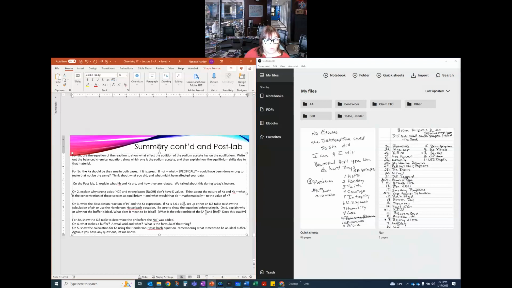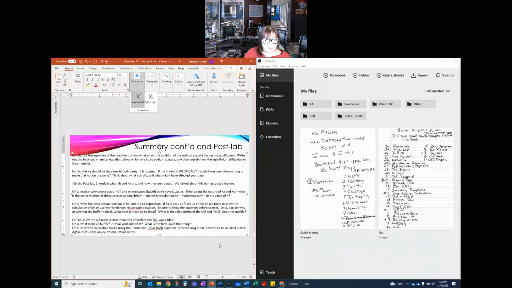And on D, explain why or why not the buffer is ideal. Why is it? Why is it not? What makes it ideal? So think about how we define ideality in a buffer solution. I'll give you a hint. Ideality in a buffer solution is when the two concentrations, the acid and the conjugate base, or the base and its conjugate acid, are equal. So if they're not equal, explain how different they are and how that might have an effect.